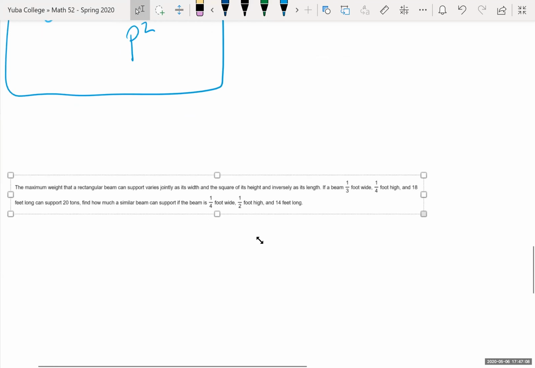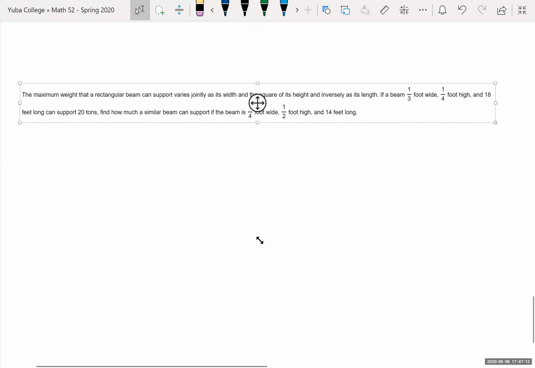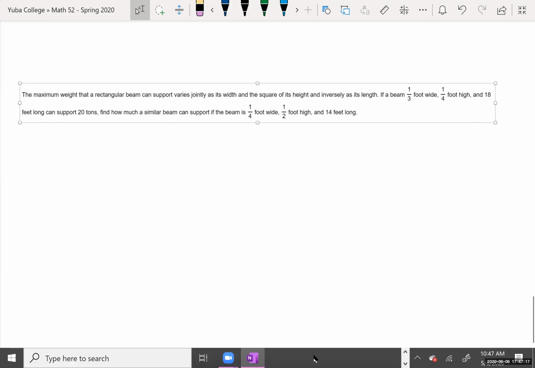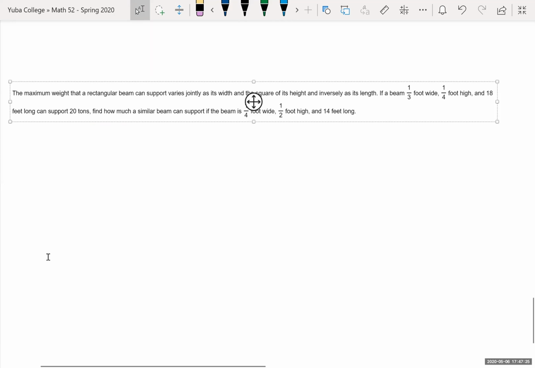Okay, so right here we have: the maximum weight of a rectangular beam varies jointly with the width and the square of the height and inversely with the length. Again, it's really wordy. A lot of times it's helpful to put in variables. So the maximum weight a rectangular beam can support. Okay, so this is talking about weight, right?